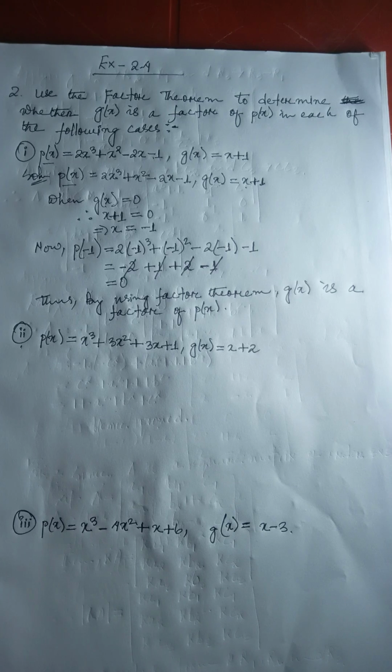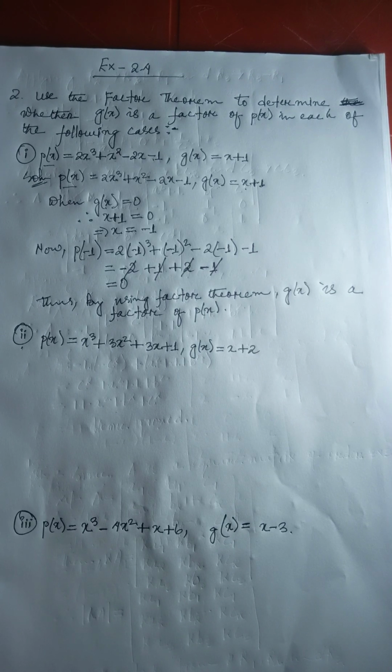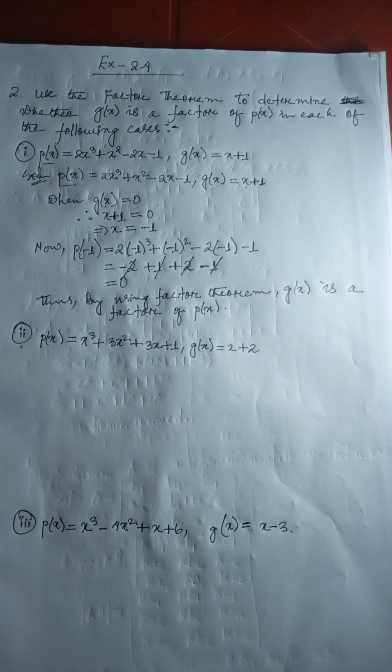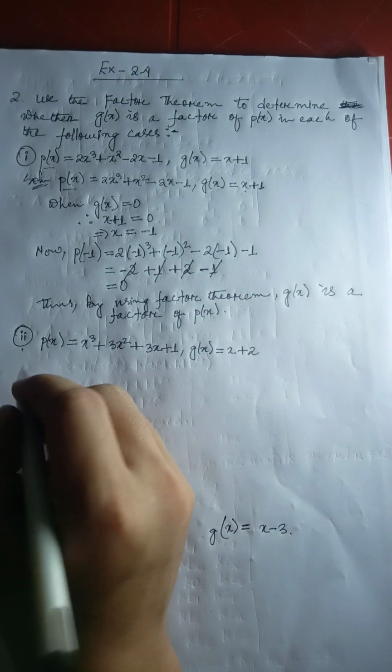Alright, now let us move to Roman number 2. As we can see in Roman number 2, we are given p(x) is equal to x cubed plus 3x squared plus 3x plus 1, g(x) is equal to x plus 2. Same as the problem that we did just before, even here we have to solve this one.